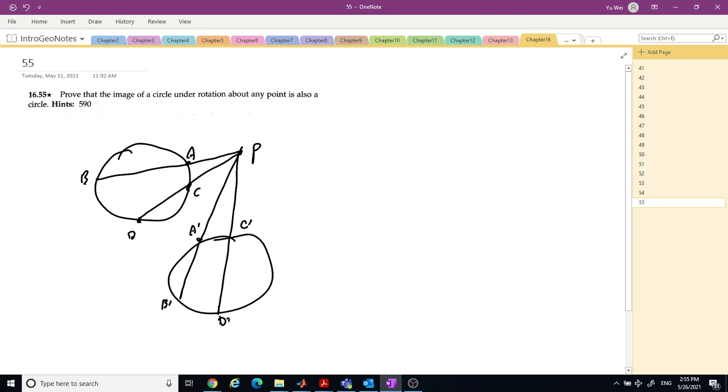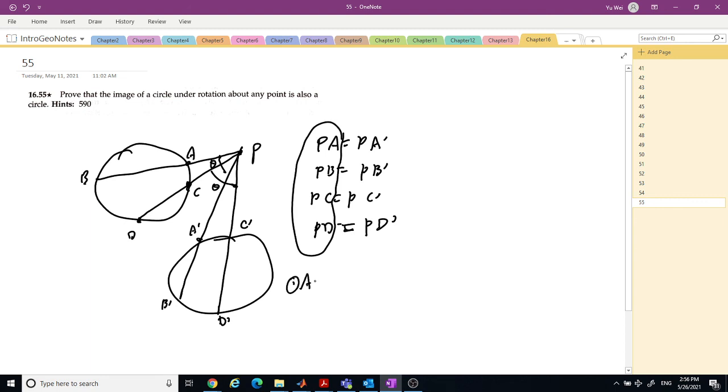Okay, so now we have the angle theta and another angle also theta, right? We know that because they are rotations, PA equals PA', PB equals PB', PC equals PC', PD equals PD', right? We know that ABCD are concyclic, and we want to prove that A', B', C', D' are also concyclic, okay? How to do this?